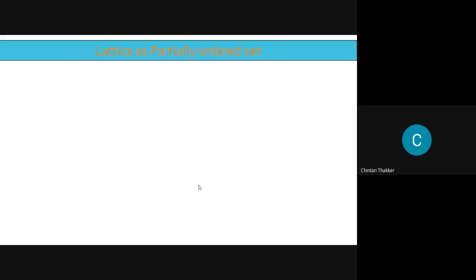In the last lecture we discussed the GLB and LUB, the greatest lower bound and least upper bound. Now we use the greatest lower bound and least upper bound to define the lattice. So just recall the definition of lower bound and greatest lower bound.